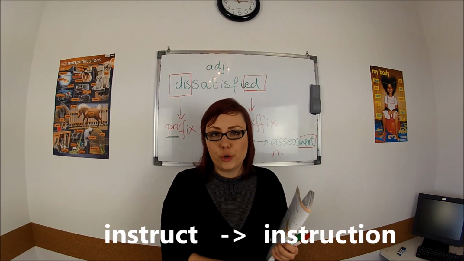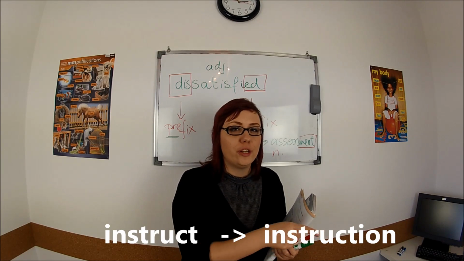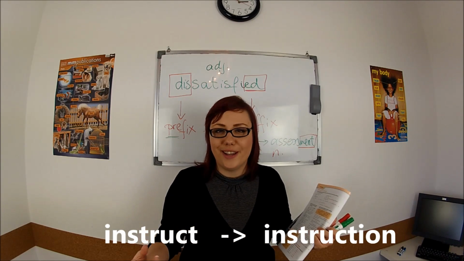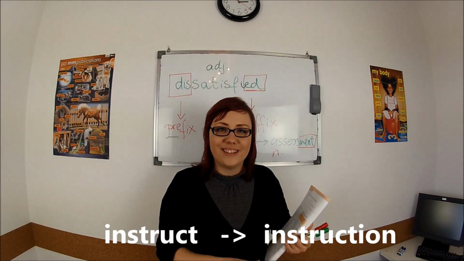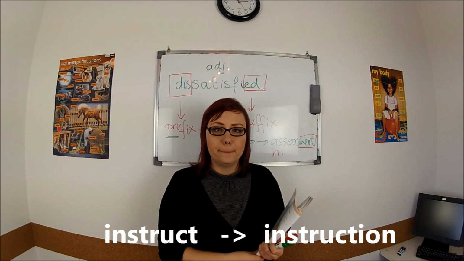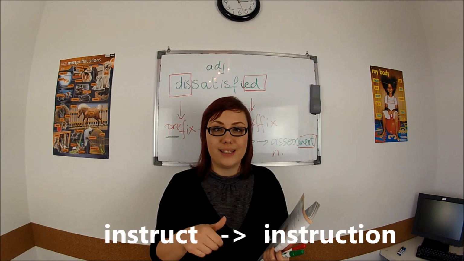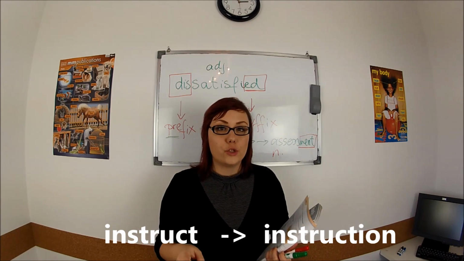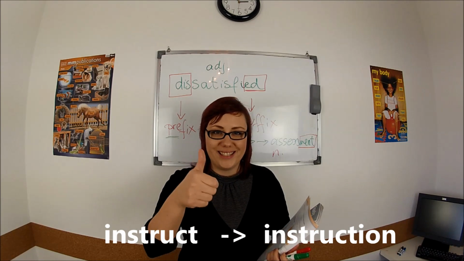The next one is instruction. See? Instruction. Tion is a noun again. It shows you that it's a noun, okay? Instruction is a noun. And what's the verb? Yes, instruct. Instruct, okay? Instruct, instruction. Great.